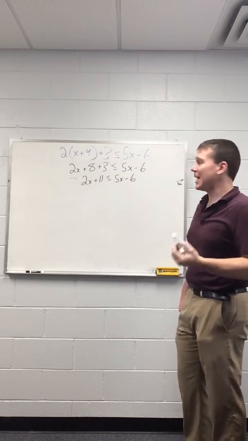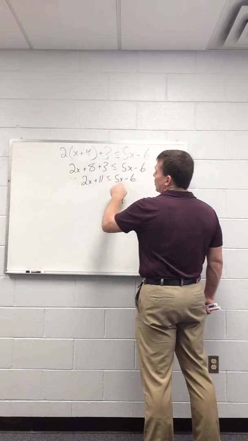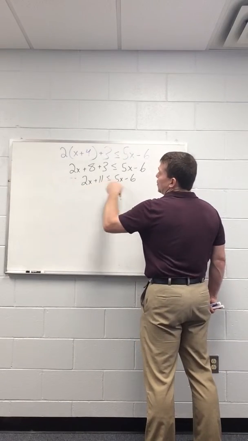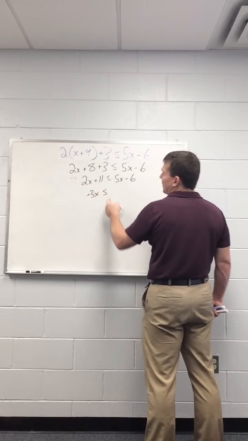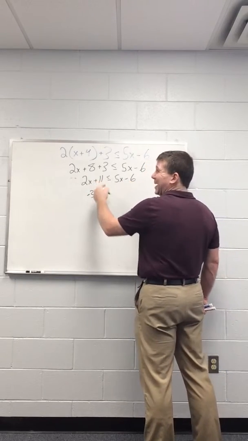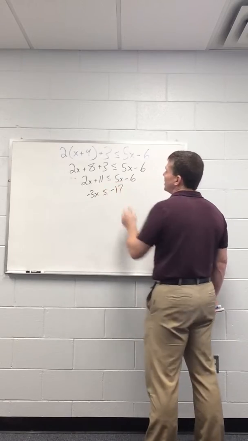Now bring the x's to one side, constants to another. So subtract the 5x over. 2x minus 5x is negative 3x is less than or equal to negative 6 minus 11 is negative 17.